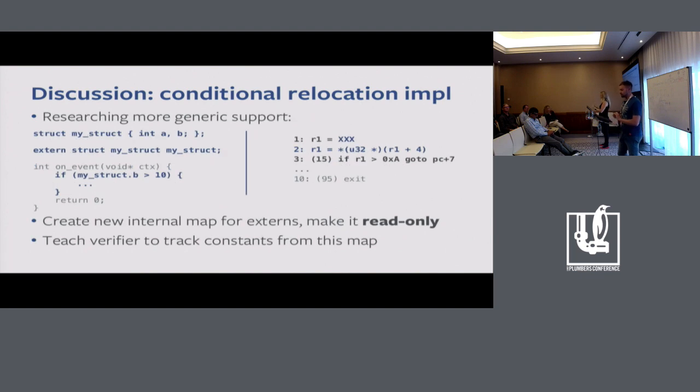So we are researching the possibility of supporting this more generically, where you can extern any type and still have the same behavior, where if some conditions don't apply, you won't even run the code, and the verifier will actually recognize that and will not produce an error or anything like that. The problem with that is that the instructions generated are more complicated. As you can see on the right side, you will first get the address of, in this case, my struct, right? R1 will get my struct address, which typically will be some internal map, similar to how we do this with global data. And then it will dereference that pointer with some offset potentially to get the actual value of the field inside the struct.